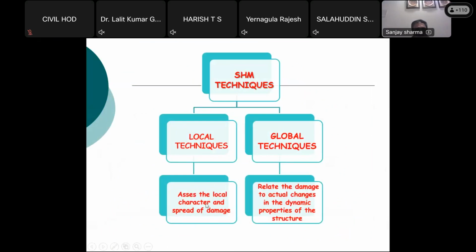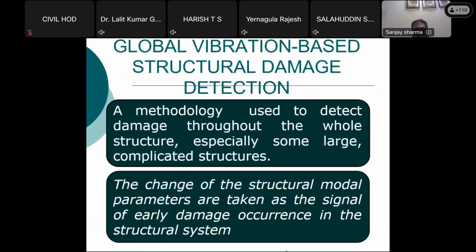Basically, local technique means assess the local character and spread, identify the damage, and then relate the damages to actual changes in the dynamic properties of the structure. So whatever is happening because of this. So structural damage detection is a methodology which should be used to detect damage throughout the whole structure, especially in some large complicated structures. And the change of the structural model parameters is taken as a signal that damage occurs in the structure system.